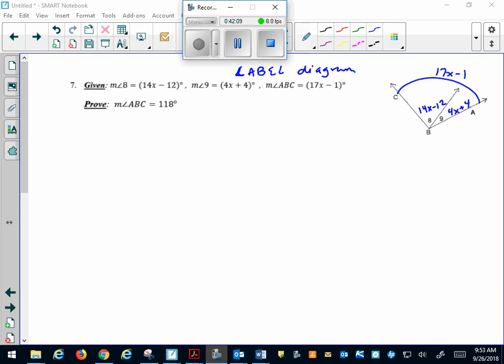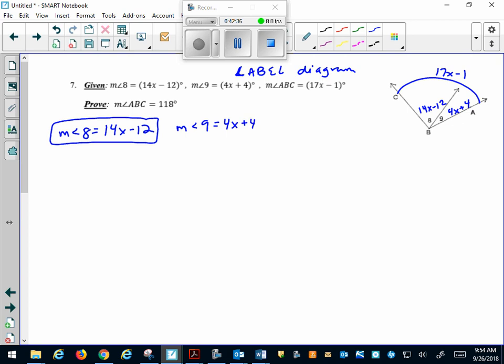So eventually, you're probably picturing in your head what equation you're going to end up writing, because you did that on your last test, right? But we have to break it down now into our flowchart proof steps. So basically, take each given, measure of angle 8 equals 14x minus 12. Put a box around it. Measure of angle 9 equals 4x plus 4. Put a box around it. Measure of angle ABC equals 17x minus 1. Put a box around it.